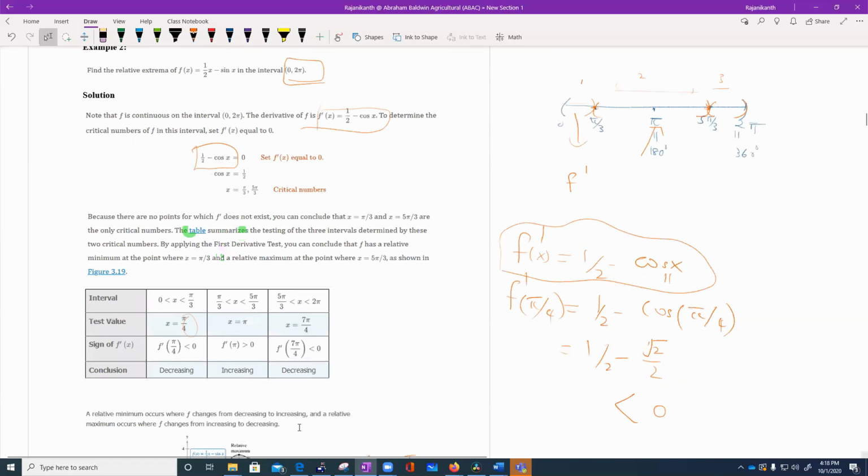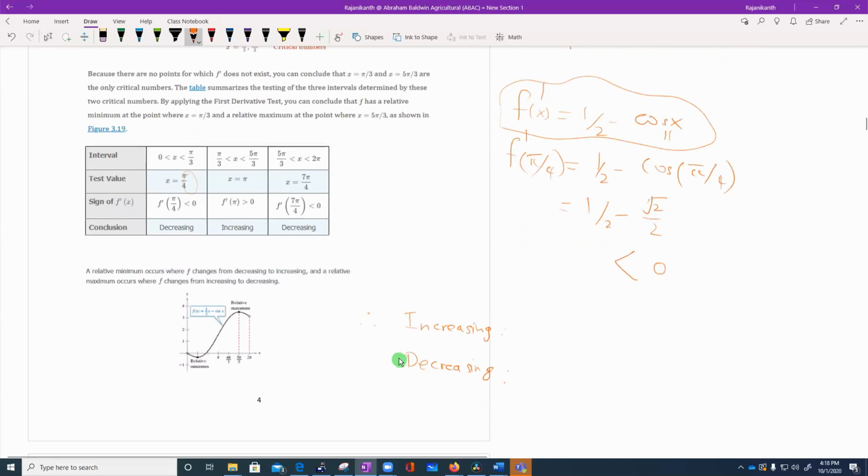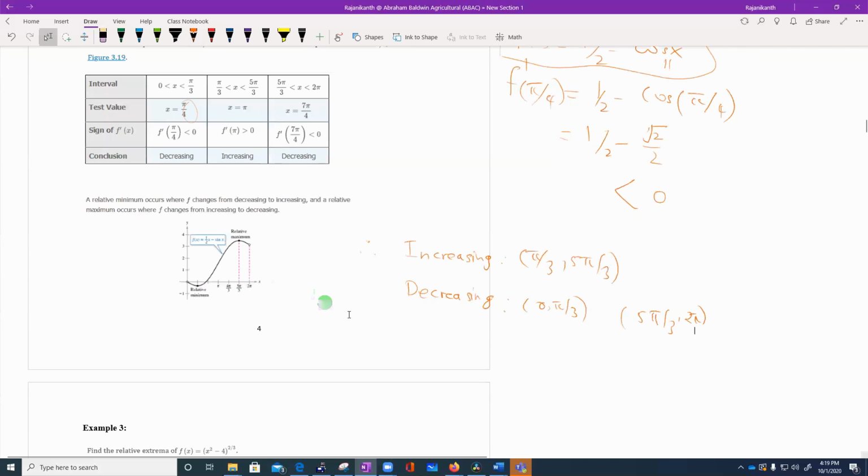So now you know where it is increasing and decreasing. So it is decreasing, increasing, decreasing. You could write those down if you want here. So I'm writing increasing is here, decreasing in two intervals, 0 to pi over 3 and 5 pi over 3 to 2 pi. Okay, keep that. So we are finding relative max and min, right?